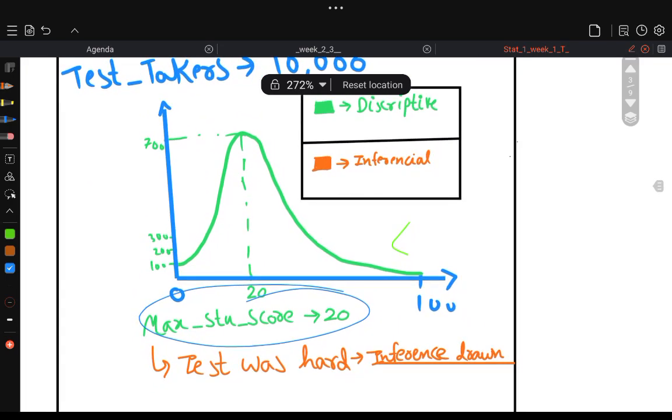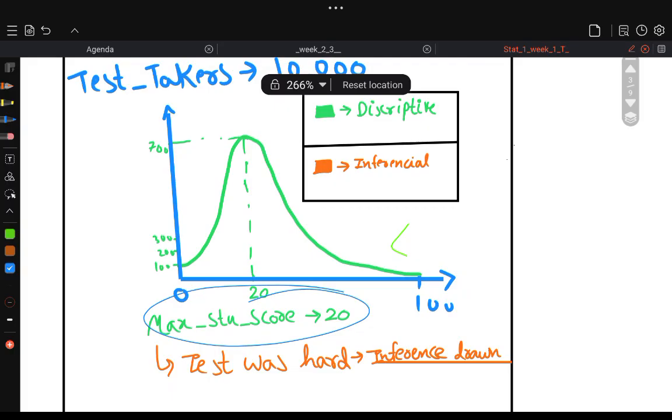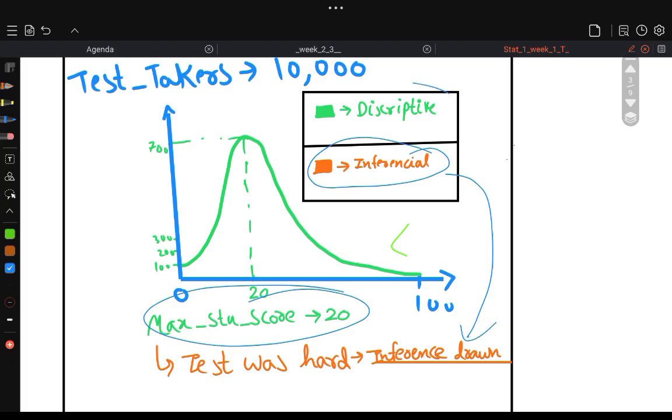The process of making the graph or performing statistical analysis, like finding the maximum score, comes under descriptive statistics. What we draw from it, the inference, comes under inferential statistics. So the red one that I have marked is inferential, and the green one, plotting the graph and getting the most frequent marks, is descriptive.